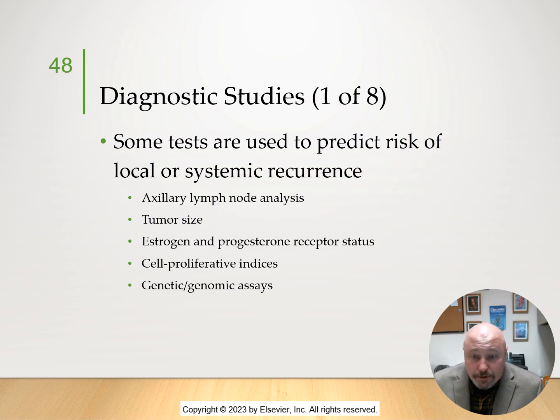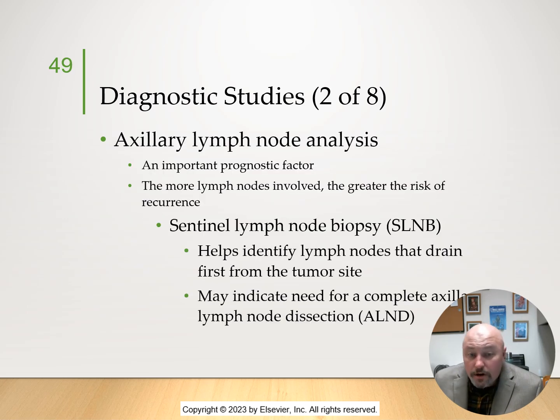Some tests are used to predict the risk of local or systemic recurrence, including axillary lymph node analysis, tumor size, estrogen and progesterone receptor status, cell proliferative indices, and genetic and genomic assays. One important prognostic factor would be the axillary lymph node analysis, and this is important because the more lymph nodes involved, the greater the risk of recurrence. A sentinel lymph node biopsy could be used to help identify lymph nodes that drain first from the tumor site and may indicate need for a complete axillary lymph node dissection.